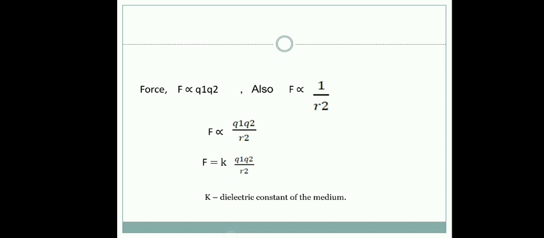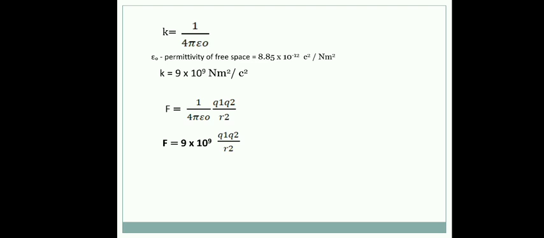So this is the mathematical expression for Coulomb's law: F is equal to K Q1 Q2 by R square, where K is the dielectric constant of the medium. There is an expression for K, and K is calculated using the expression 1 by 4 pi epsilon naught. This symbol represents epsilon naught, and this epsilon naught is known as permittivity of free space. It has a constant value.